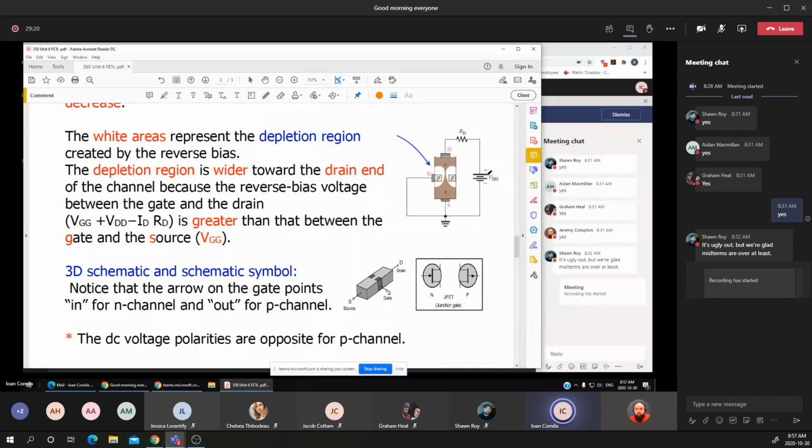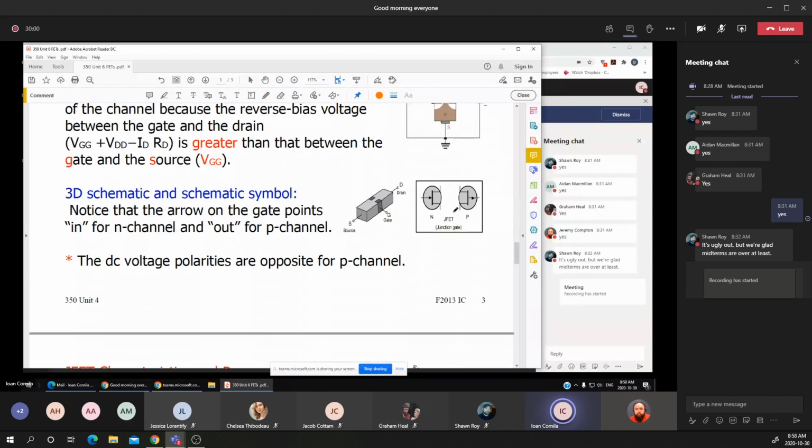If for an N channel I'm supplying positive on the drain and negative on the source, the P channel will have the opposite polarity, with a negative applied on the drain and the positive on the source. And in the same way, for the gate-source voltage, instead of having the negative on the gate for an N channel, we have a positive on the gate for a P channel. That's the only difference.